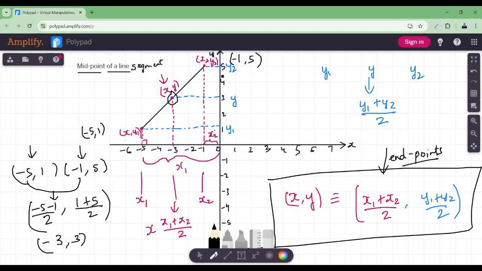Don't think that you just learned it and understood it. Go ahead and solve some problems on the midpoint of a line segment, and then you know you have mastered this concept. I'll see you in the next video.